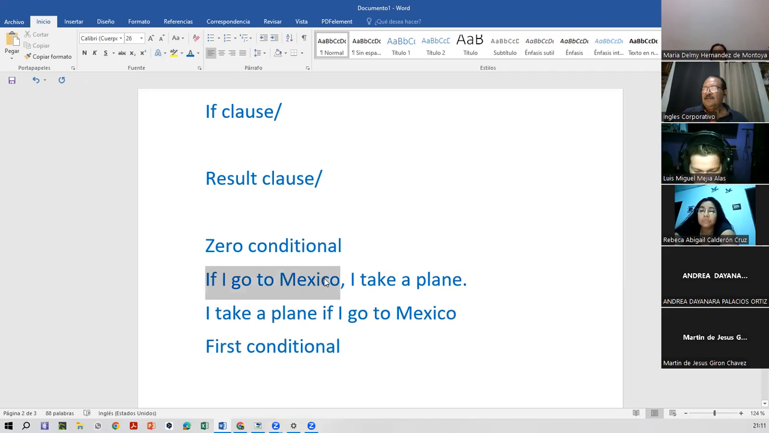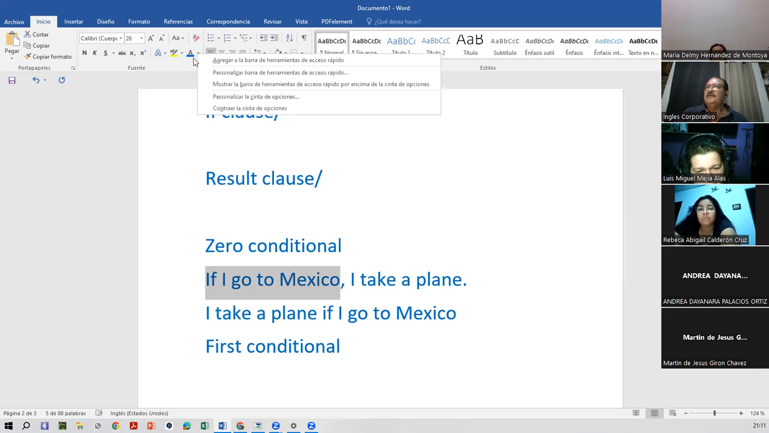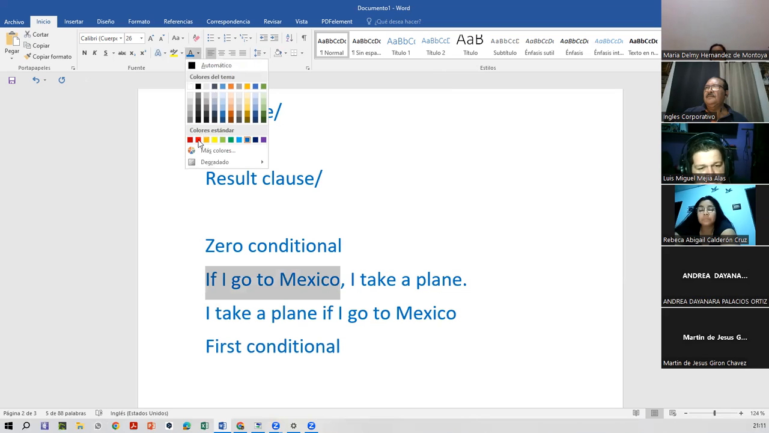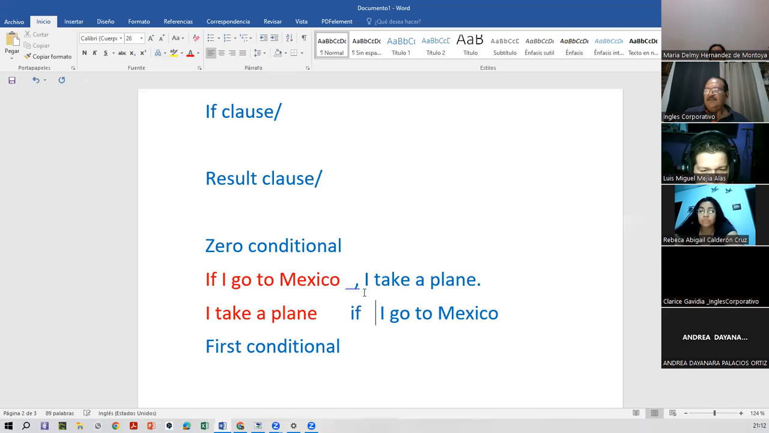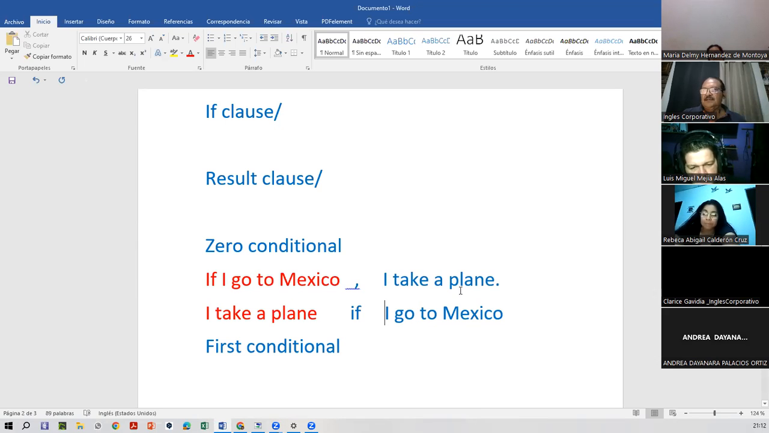Okay, let me color it so that you can see the difference. I'm gonna use here the red color. And I take a plane. Okay, so you can swap. The difference is the comma, right? If I use if in the second part, then I do not use the comma. Okay? And if I use first, if I go to Mexico, comma, I take a plane. I take a plane if I go to Mexico. Then that is one.